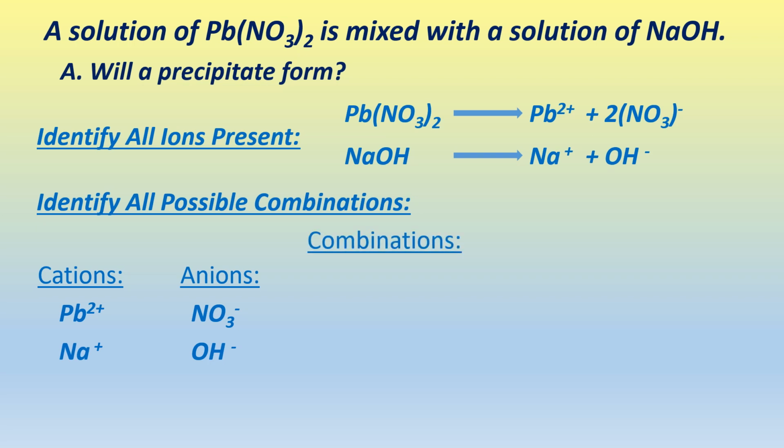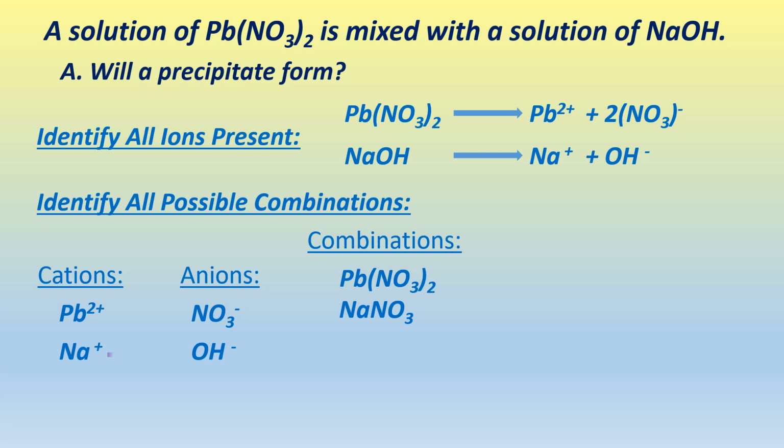2 positives and 2 negatives can make 4 possible combinations. Positives will only be attracted to negatives. You'll never get a compound with a positive and a positive, or a negative and a negative. So if I look at this, the lead could be attracting the nitrate in a ratio of 2:1 to give me Pb(NO3)2. The sodium could be attracted to the nitrate, 1:1, NaNO3.